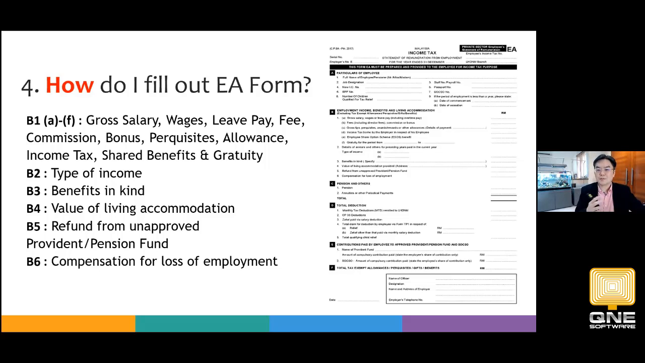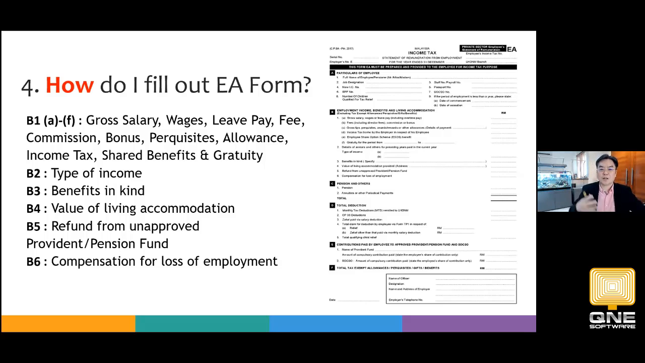For the EA form, it's important to fill it up, and it's important to communicate with our employees, especially those who have certain gray areas. When I say gray areas, probably it's on the BIK part, or the value of living accommodation part, because certain vehicles are commercial vehicles, while certain vehicles are registered under personal names. These are very common in businesses, because there are directors who are buying cars for themselves, but paid by the company.